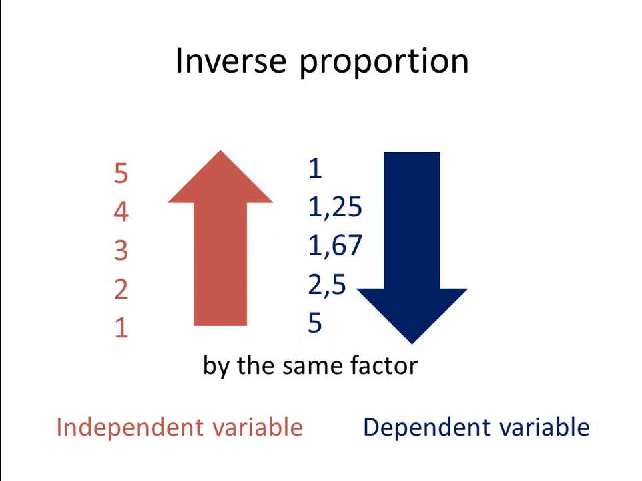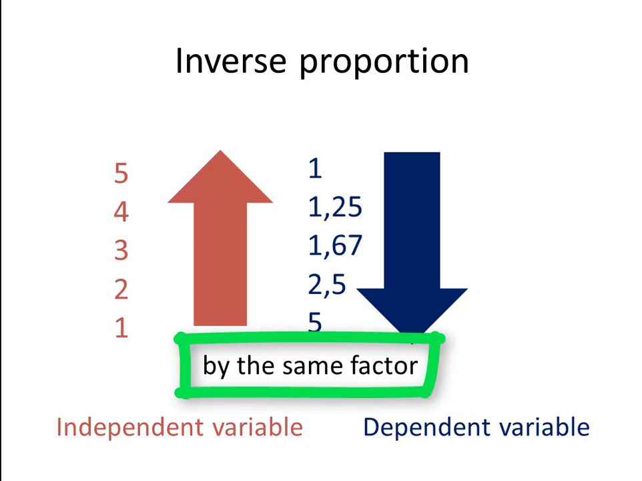How can we see that this is an example of inverse proportion? Well, first of all, we can see that the higher independent variable, 5, corresponds to a lower dependent variable, 1, and the other way round. The low independent variable value, 1, corresponds to the bigger dependent variable, 5. So when one is big, the other is small. When one is small, the other is big. That's one characteristic of inverse proportion. But it's not enough. It also has to be by the same factor.